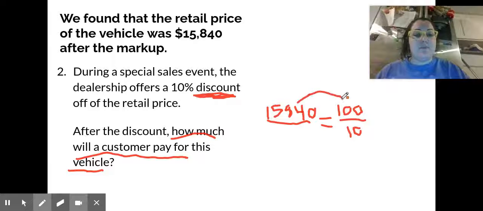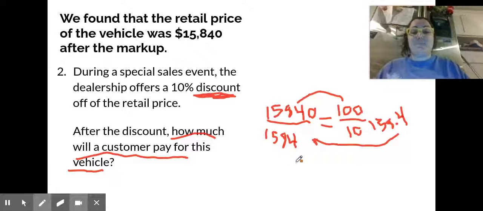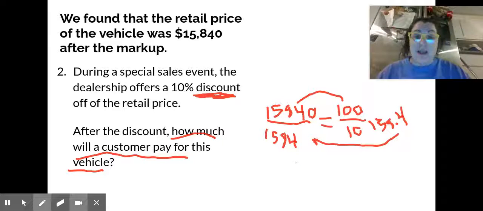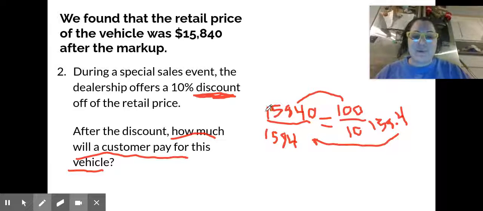15,840 divided by 100 is 158.4. And now we're going to take this times 10 and get 1,584. Okay. And notice that's the discount amount. That's not how much you're going to pay for the car, because that would be ridiculous. I would love to pay that much for a new car. But because it's the discount, we're going to take it away from this much.